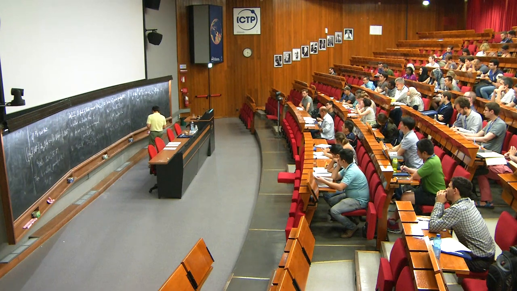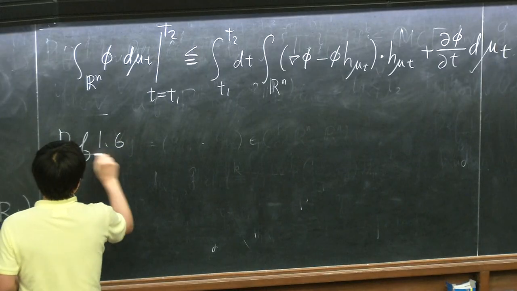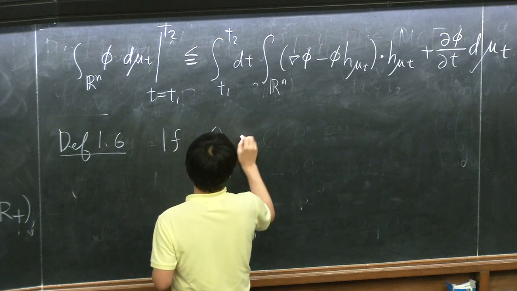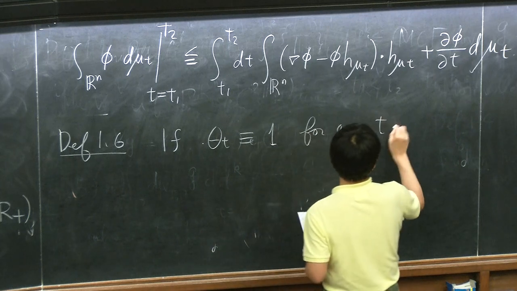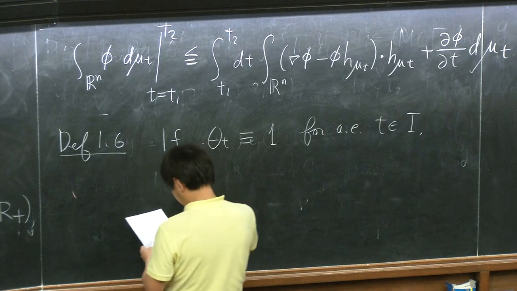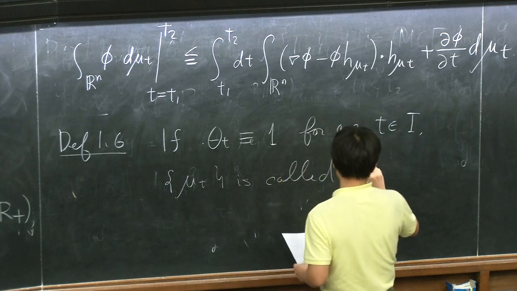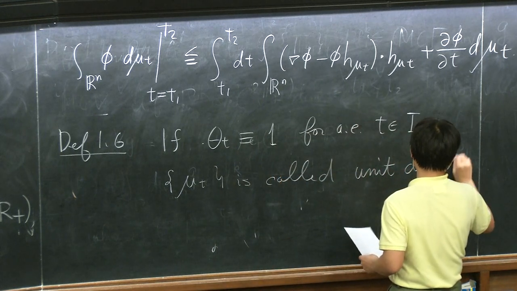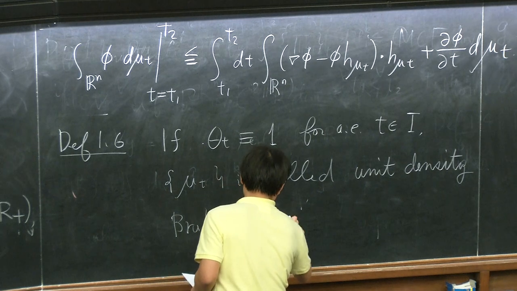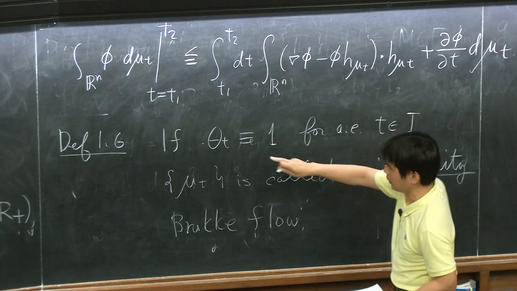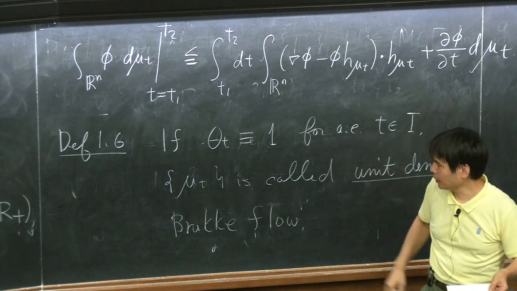Also, I think I'm out of time. The last definition is that if theta t is equal to 1 for almost all time, in this case mu t is called a unit density Brakke flow. The unit density means literally that this multiplicity function just stays one. So there's no folding along the way. That's the definition.